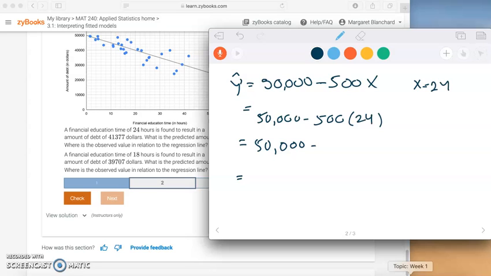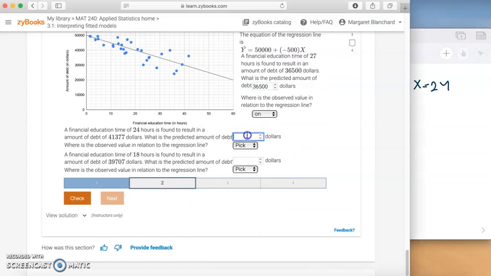All right, so let's say 500 times 24 gives us 12,000. And then that's going to give us 38,000. So let's go back over here. So the predicted amount would be 38,000. And it says, where is the observed value in relation to the regression line?